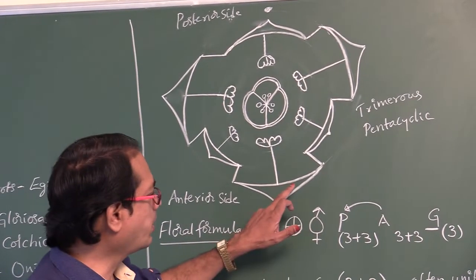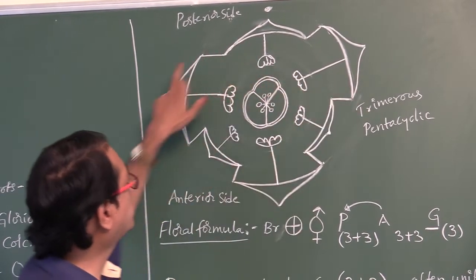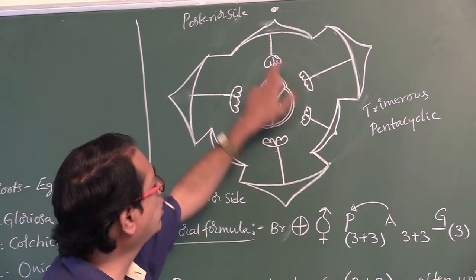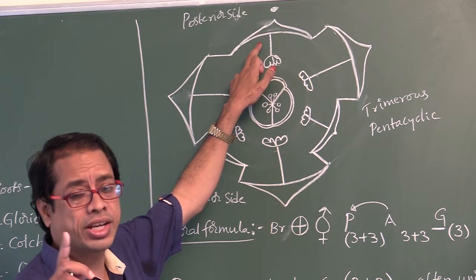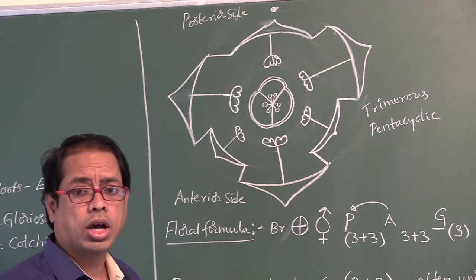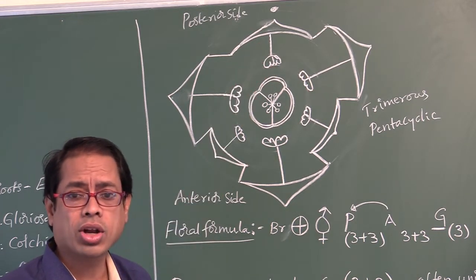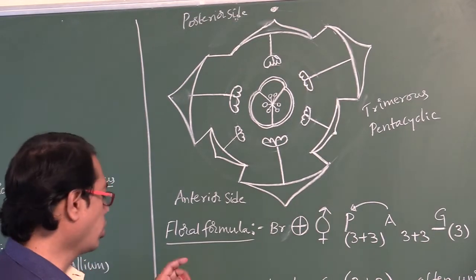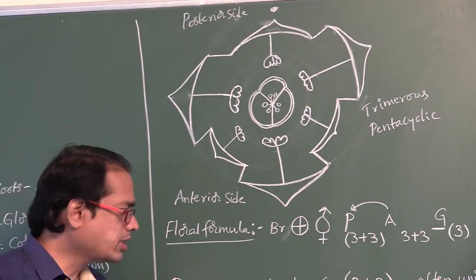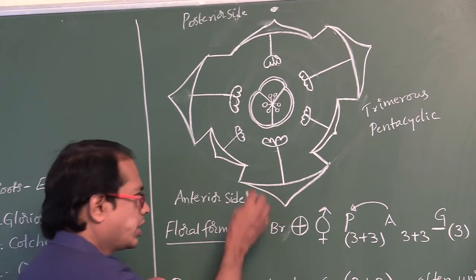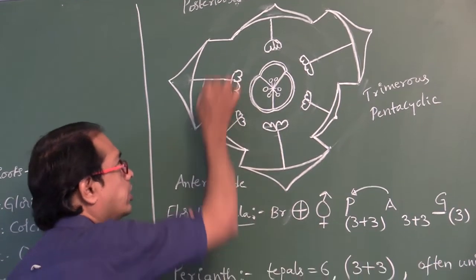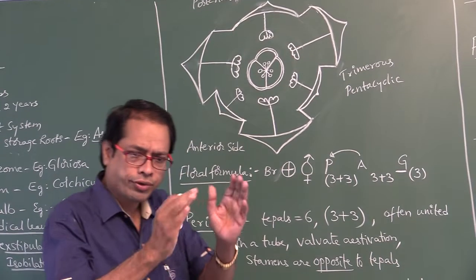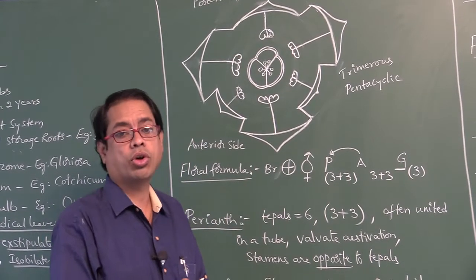So these are tepals. 1, 2, 3. Outer whorl 3. Inner whorl 1, 2, 3. Total number of tepals 6, arranged in 3 plus 3. That is how many whorls? 2 whorls. In each whorl how many tepals are present? 3. So perianth tepals are 6. Each tepal is attached to another tepal, so 3 plus 3 in brackets you have to write. That is fused condition, cohesion.